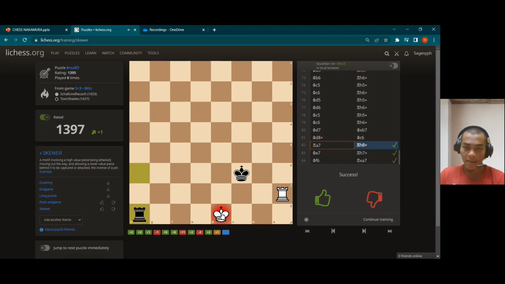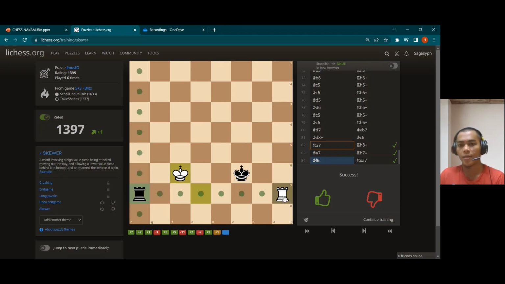So the king is in check, and it has no other move other than moving to e7. And from this we can see that the rook is hidden behind the king, and then we can apply the skewer by moving the rook to h7. We can move here, and then the king is in check. It has no other choice than moving the king out of the check. So we can move, I think we can move there, and then we can capture the rook behind it.